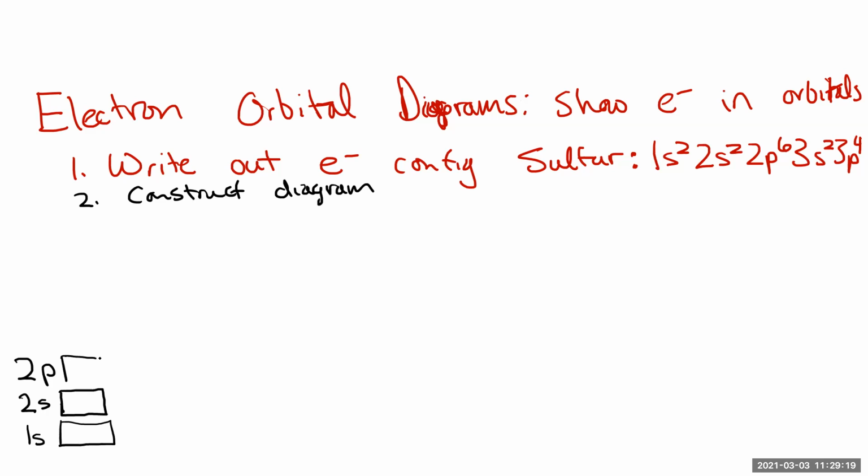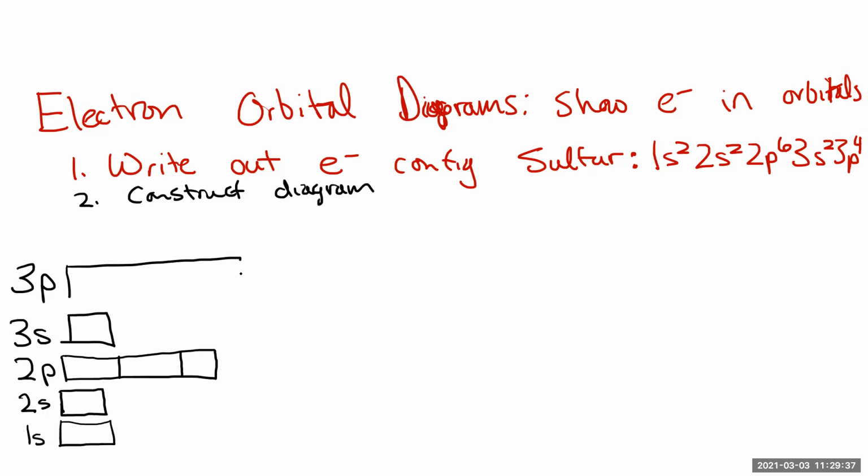Here we need actually 3 boxes because we need 3 orbitals within a p subshell. Then we get 3s, which is again just one orbital. And finally, we hit the 3p, which is our uppermost here. So 3p like so.